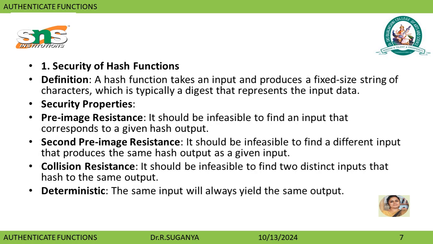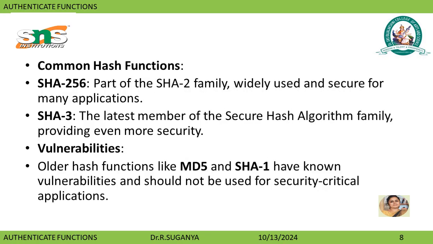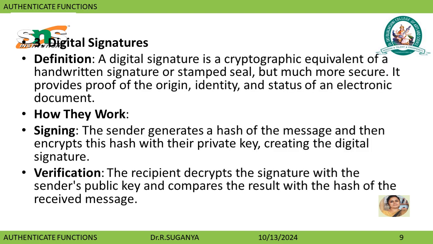Security of hash functions. Definition: a hash function takes an input and produces a fixed-size string of characters, typically a digest, that represents the input data. Properties: pre-image resistance, second pre-image resistance, collision resistance, and deterministic. Common hash functions are SHA-256 and SHA-3. Other hash functions like MD5 and SHA-1 have known vulnerabilities and should not be used for security-critical applications.